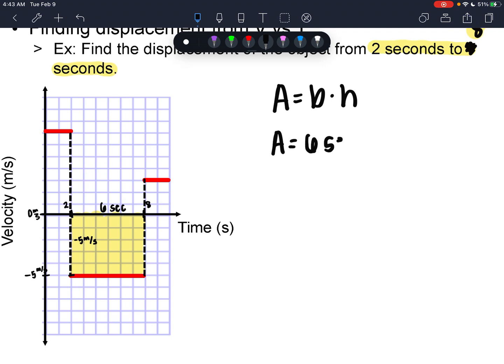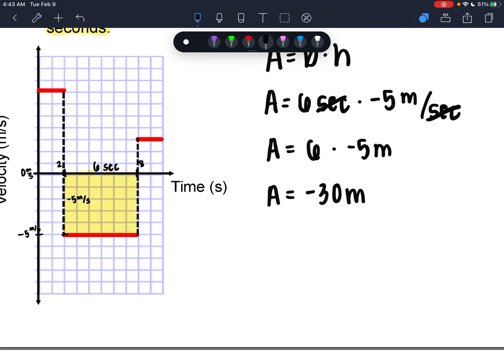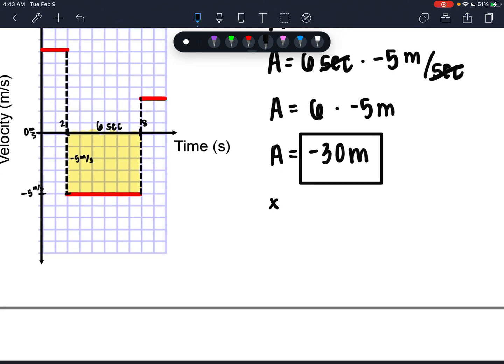Anyway, now that I've got my base and my height, I'm going to multiply them to find my area. So 6 seconds times -5 meters per second is going to mean the seconds cancel out, which means I have 6 times -5 meters, which becomes -30 meters. That's right, folks. My displacement for these 6 seconds was -30 meters. And yes, I can have a negative area because, once again, this is a directional quantity. This is displacement. I need to know what direction my object was displaced in.